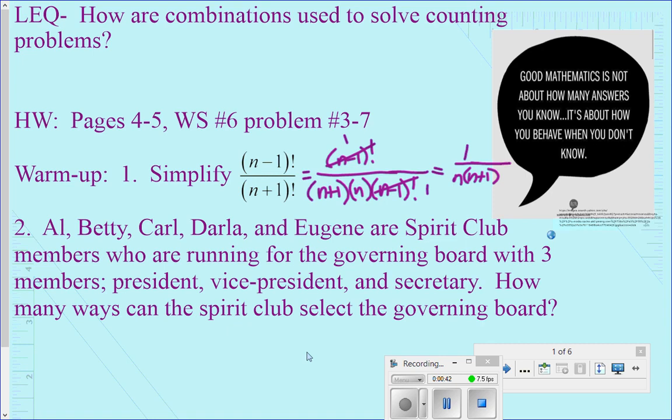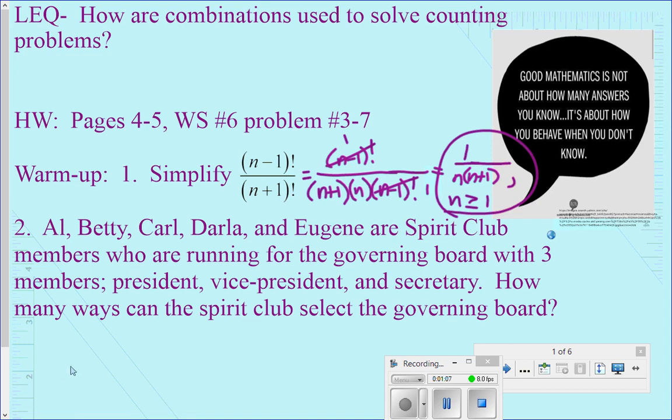Now I need restrictions, so what causes the restriction would be the 1. It's whatever was the common factor, so the n minus 1. So that means that the restriction is n is greater than or equal to 1. That's my answer. Number 2, we have this governing board with president, vice president, secretary.